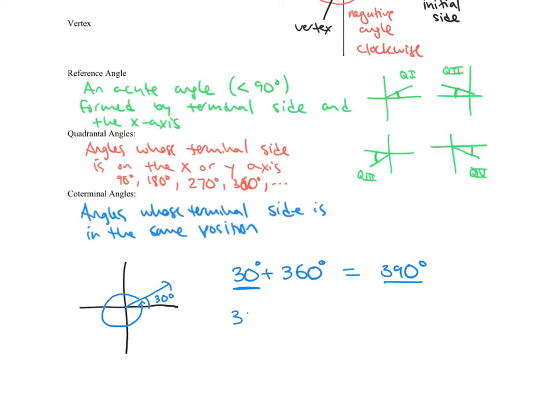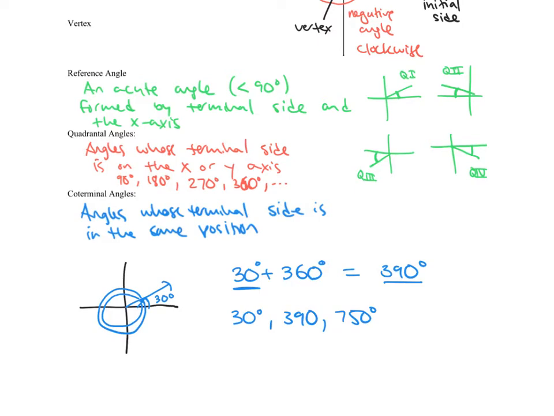So 30, 390. If I added another 360 degrees, I would make another full circle. I would get 750. So that would also be coterminal.